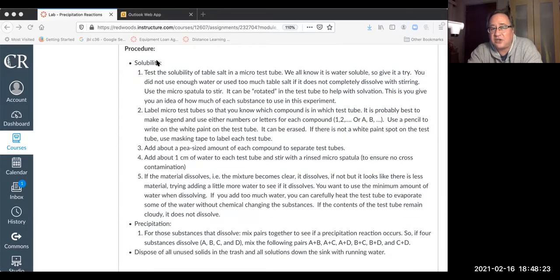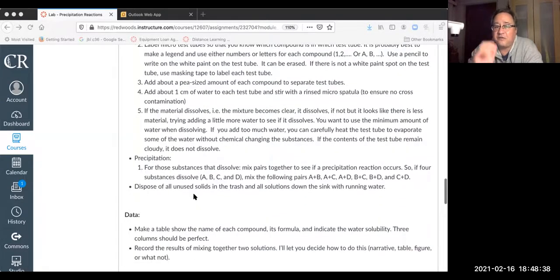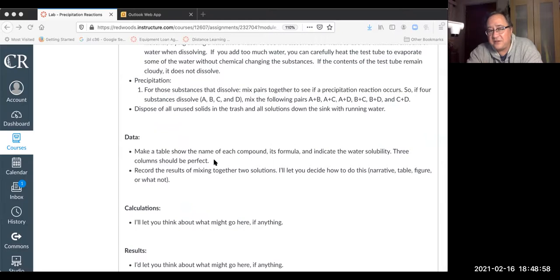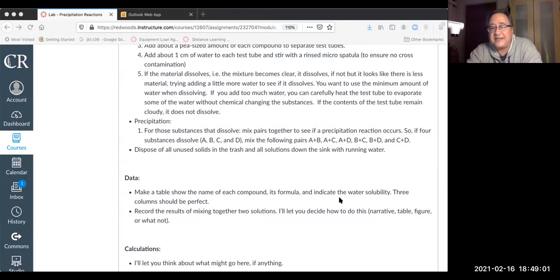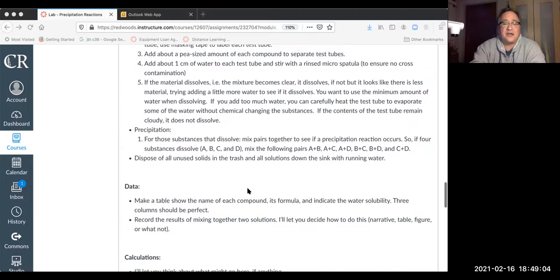So does everyone understand that the solubility procedure can be whittled down to see if each of the 5 things dissolves one at a time? Capiche? All right. Precipitation. For those substances that dissolve, mix pairs together to see if a precipitation reaction occurs. Okay, so we only do that for solutions where it does dissolve. The data, you're supposed to make a table with the name of each compound, its formula, and indicate the water solubility. So let's take a look at one of the compounds, okay?